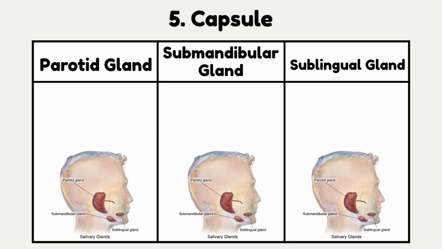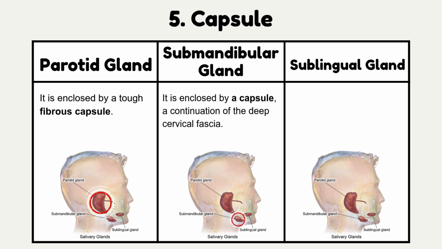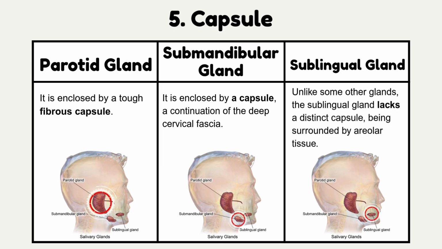Number 5. Capsule of glands. The parotid gland is enclosed by a tough fibrous capsule. The submandibular gland is enclosed by a capsule, a continuation of the deep cervical fascia. Unlike some other glands, the sublingual gland lacks a distinct capsule, being surrounded by areolar tissue.